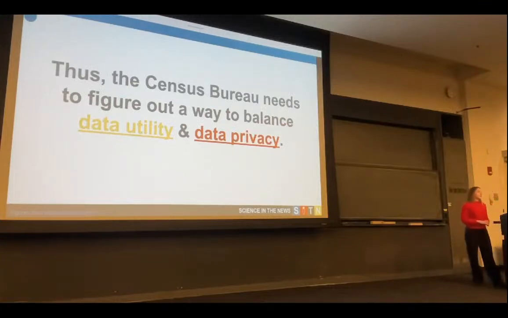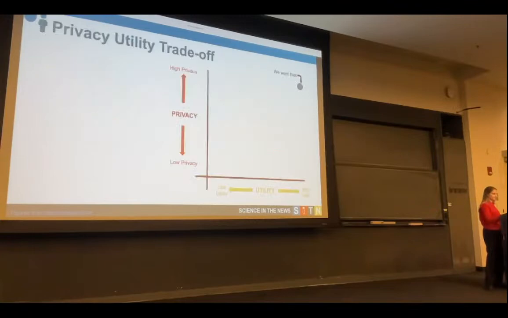So therefore, when we're collecting and sharing census data, the Census Bureau really needs to be thinking about balancing data utility with data privacy. Ideally, we would want the highest level of privacy for participants and the highest level of utility for data users, right? However, unfortunately, that's not technically possible right now. There's a trade-off between privacy and utility, and we can't gain one without sacrificing the other.